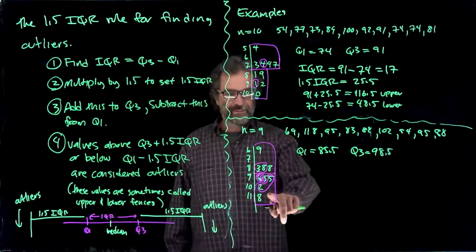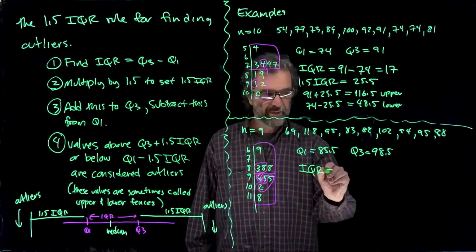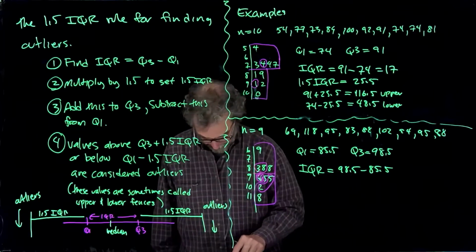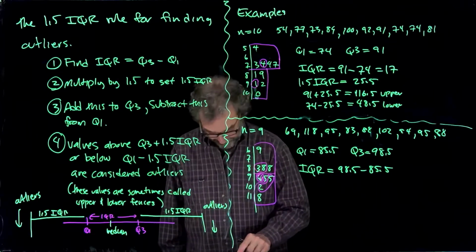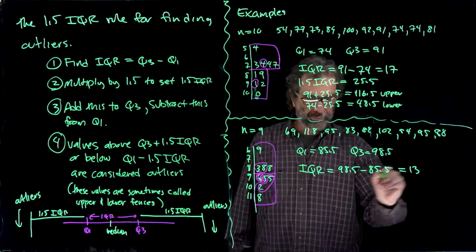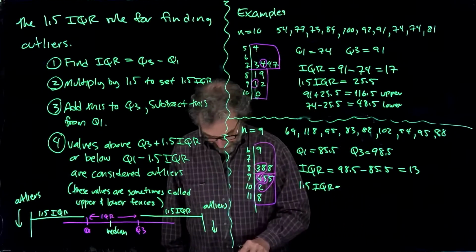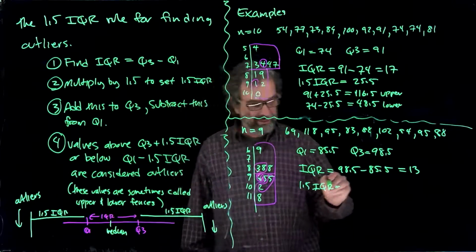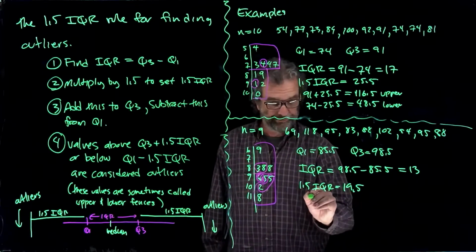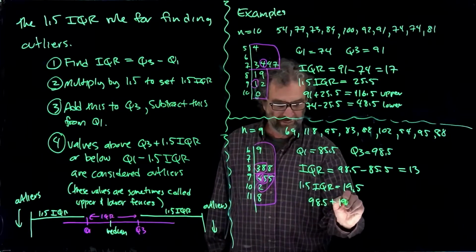I'm thinking here we'll run into the same situation. Let's just find out. IQR is 98.5 minus 85.5. That's 13. Then 1.5 IQR: multiply that by 1.5, 19.5. And then we take 98.5 and add to it 19.5.